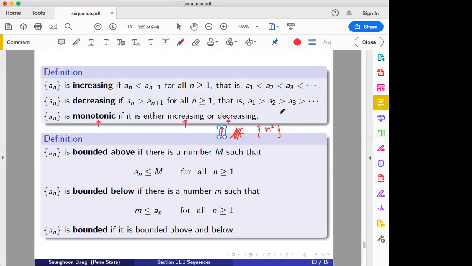So what do you think? Is it monotonic? Yes. You can plug in a number here: 1 squared, 2 squared, 3 squared. What happens? The number is greater, greater, greater, exactly increasing. So this is increasing, monotonic.